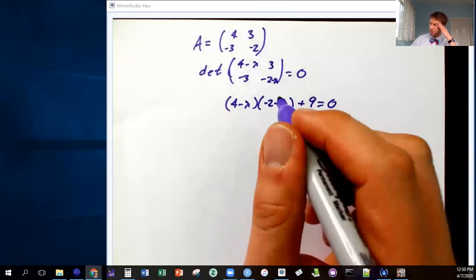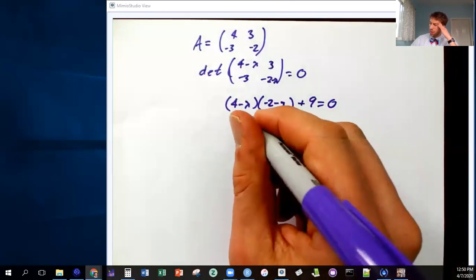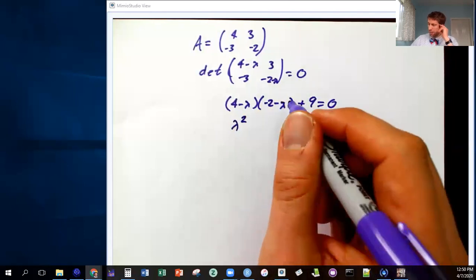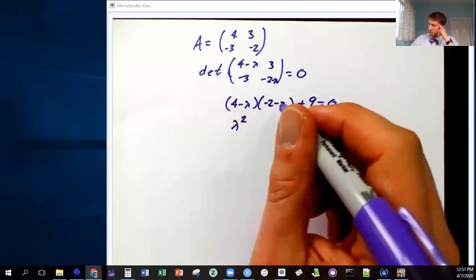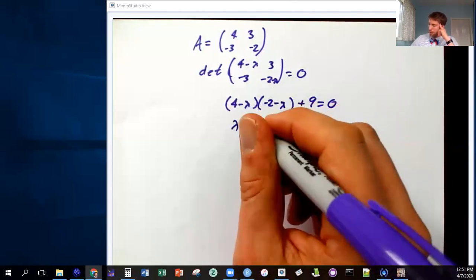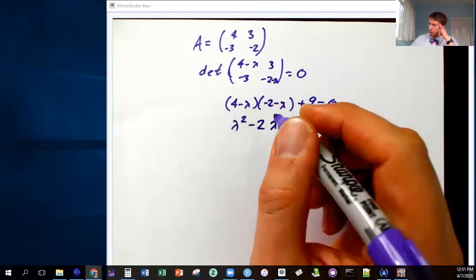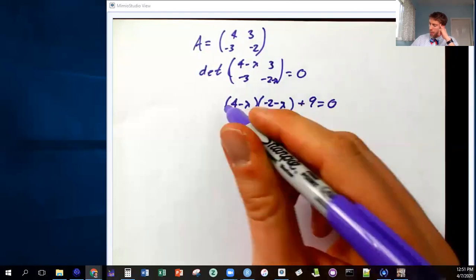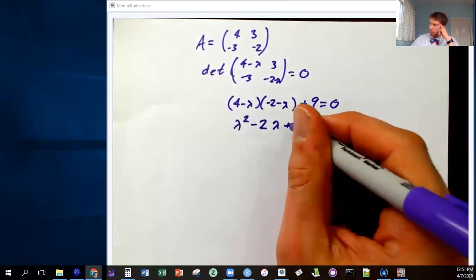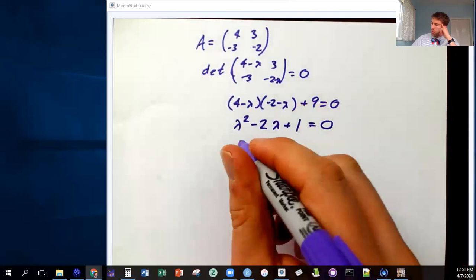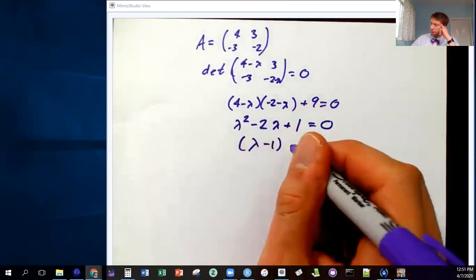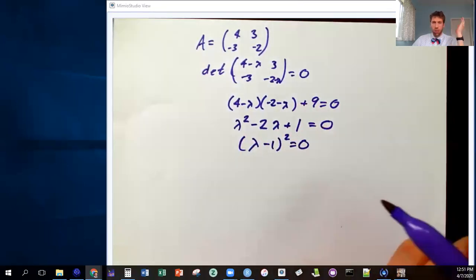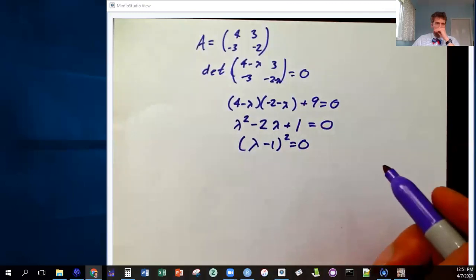So now we have lambda squared, and then my linear terms, I've got a -4 lambda and a +2 lambda, so minus 2 lambda, and then minus 8 plus 9 is plus 1 equals 0. So then that factors as (lambda minus 1) squared equals 0. So lambda's 1, repeated twice.